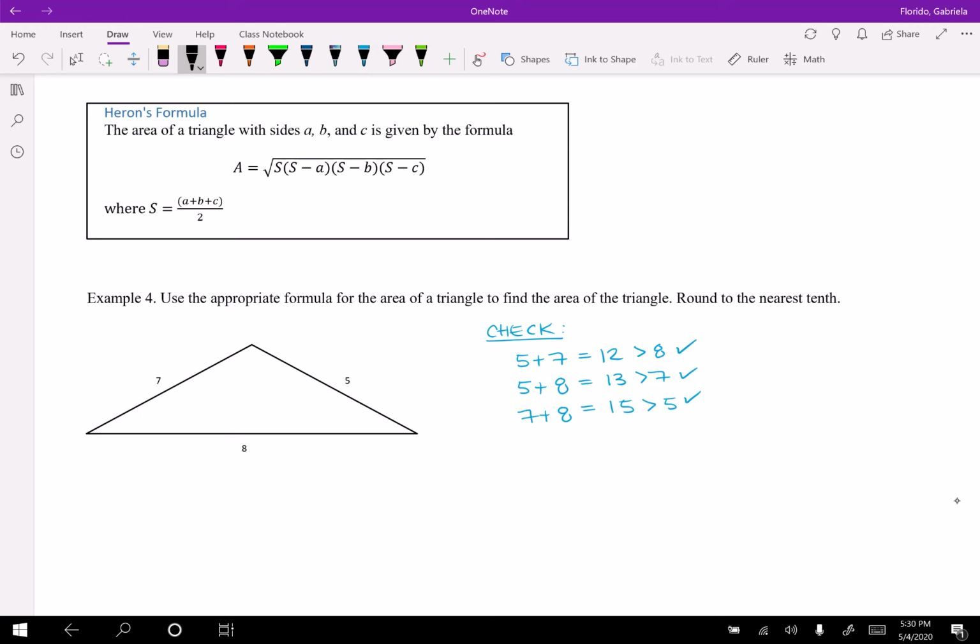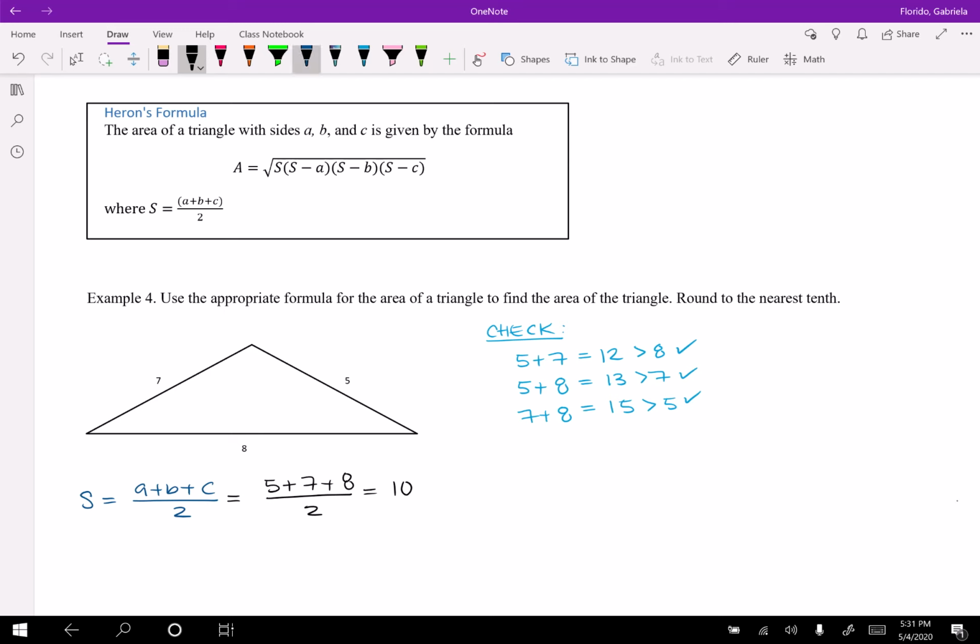So S is equal to A plus B plus C all over 2. And so here we go. And again, it doesn't matter which one A, B, and C are. So I'm just going to sum them up. I'm just going to do 5 plus 7 plus 8 all over 2, which is going to actually give me just 10. So now all we have to do is plug everything into this Heron's formula. And I would encourage you guys to look at the proof of that. It's really interesting.